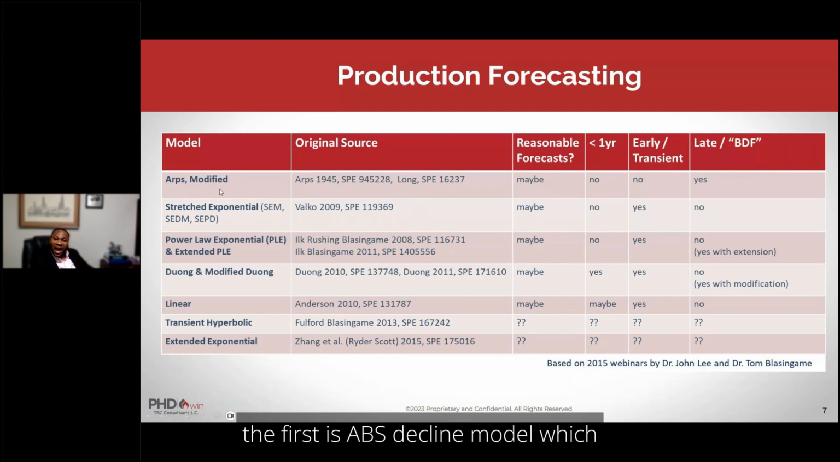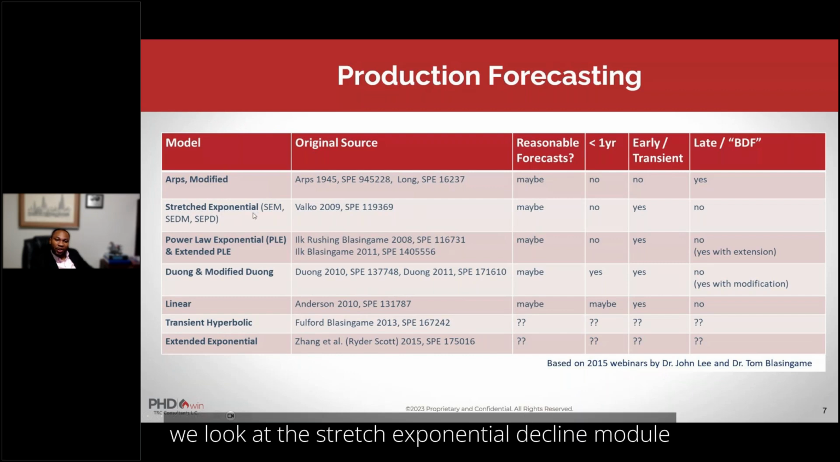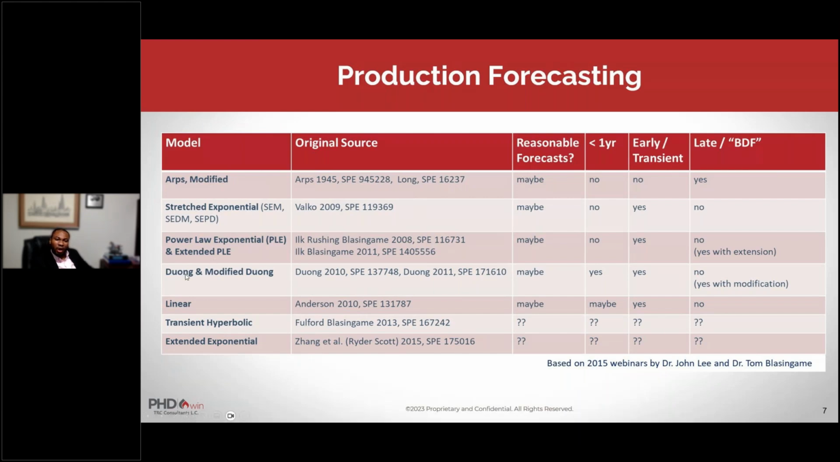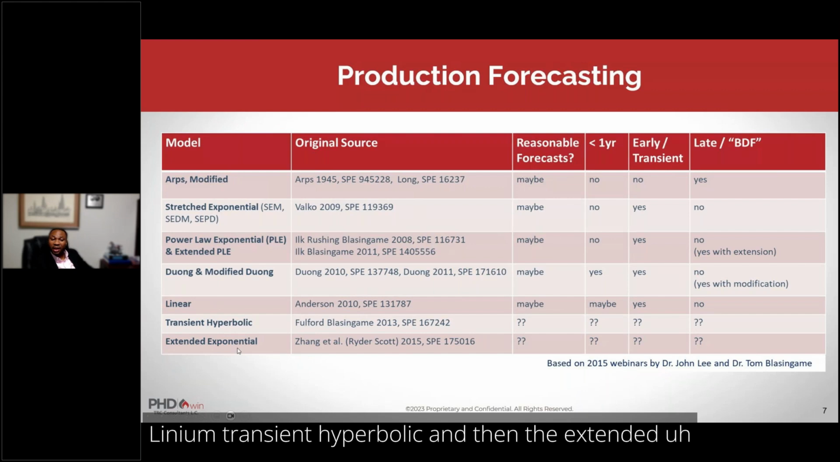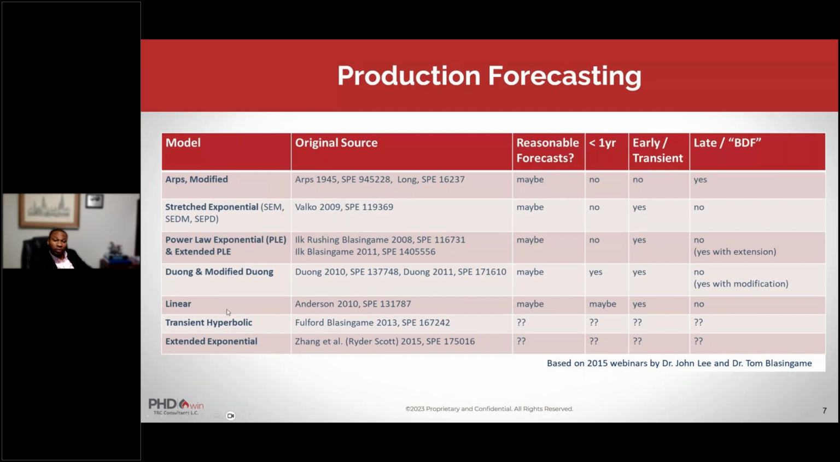The first is the Arps decline model, which Arps talked about sometime in 1945 in his paper. Then we look at the stretch exponential decline model, the power law exponential and the extended version, Duong and modified Duong decline models, linear, transient hyperbolic, and then the extended exponential decline model.